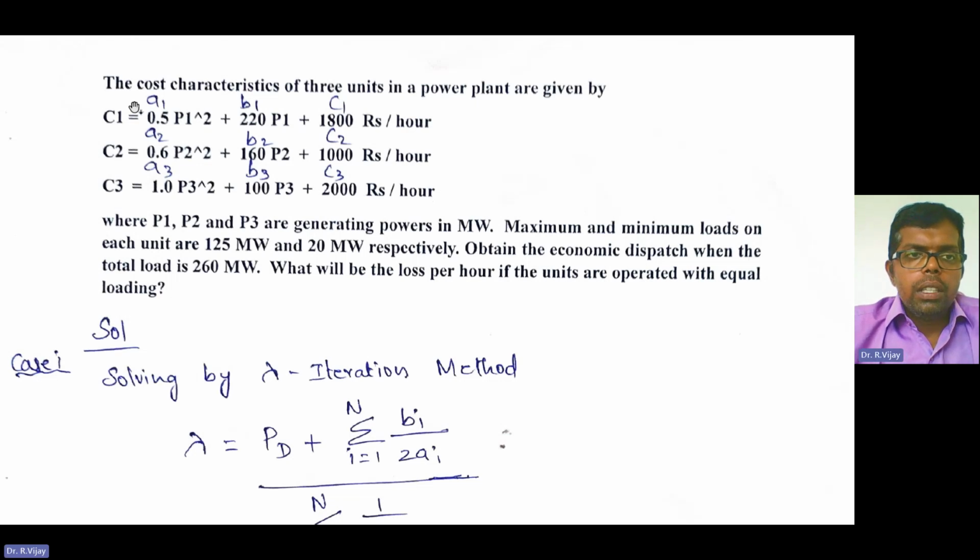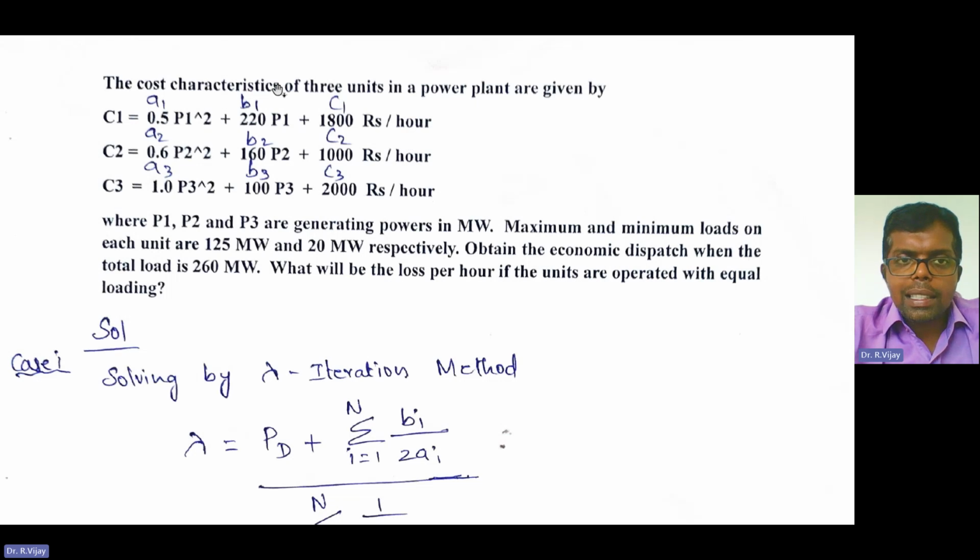Good morning, everyone. Today we are going to solve an economic load dispatch problem. In that problem, what they asked is the loss per hour, if the units are operated with equal loading. So take down this problem.